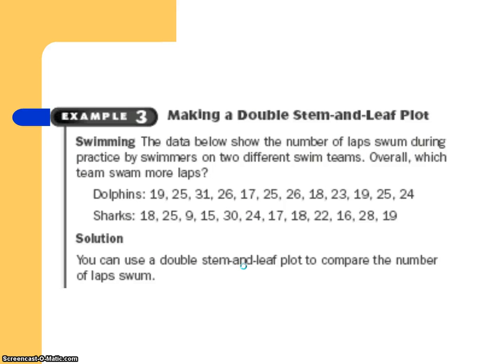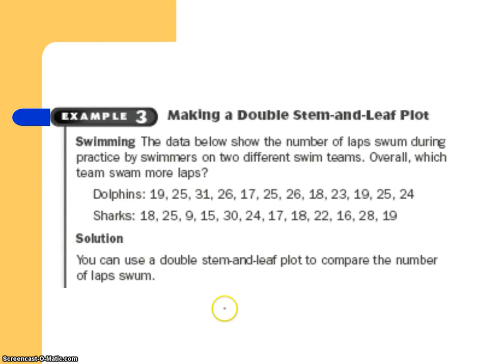In example 3, we're going to make a double stem and leaf plot. When we have two sets of data, we can compare them using a stem and leaf plot. The data below shows the number of laps swum during practice by swimmers on 2 different swim teams. Overall, which team swam more laps, the dolphins or the sharks? Let's make a double leaf plot.